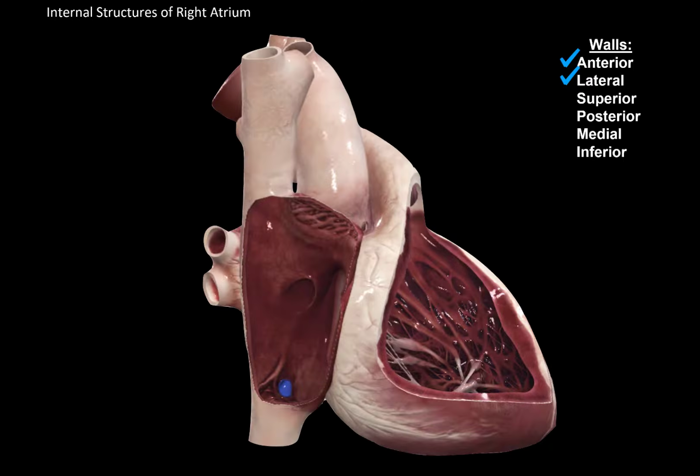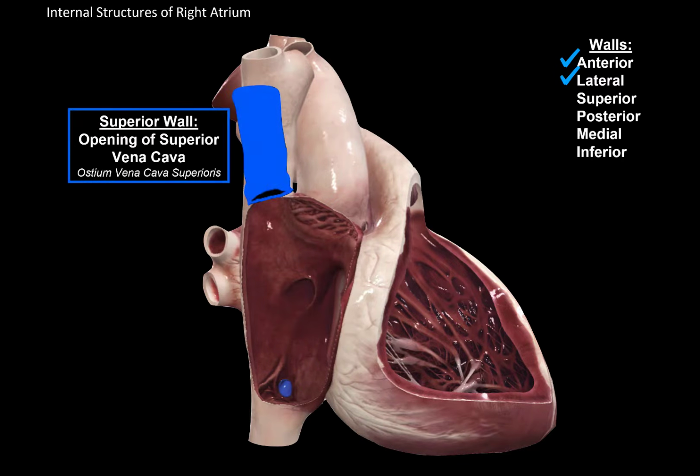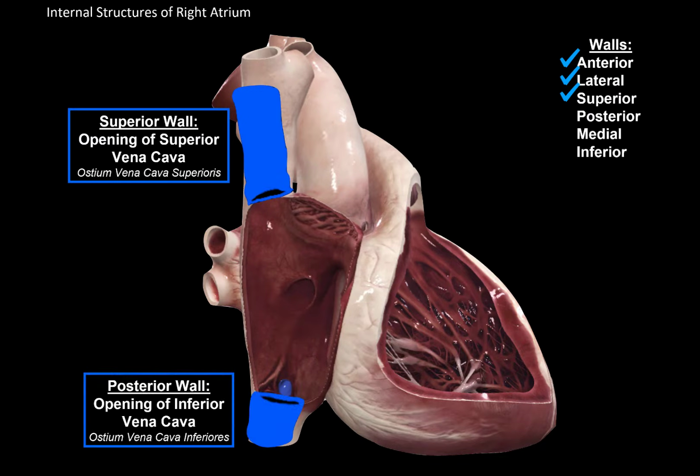Now let's go ahead and remove the lateral and the anterior wall to look inside the right atrium. Here we see a little bit of the pectinate muscle we mentioned earlier. Now, the superior wall has an opening for the superior vena cava so that the blood can get into the right atrium. So that's mainly the superior wall. On the posterior wall, we can find the opening for the inferior vena cava.